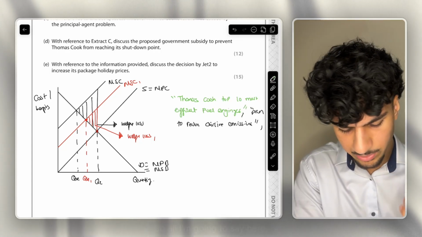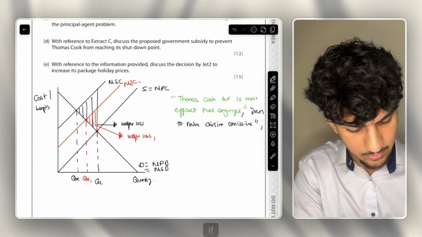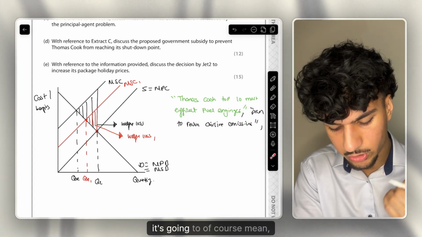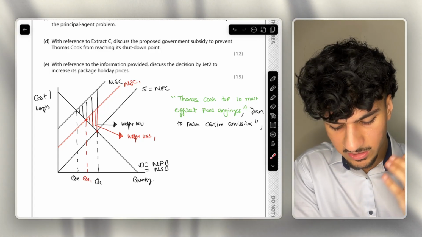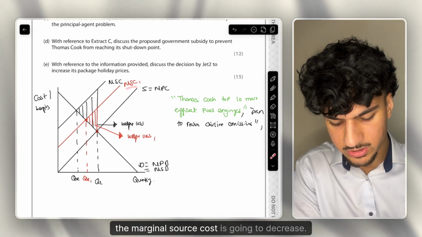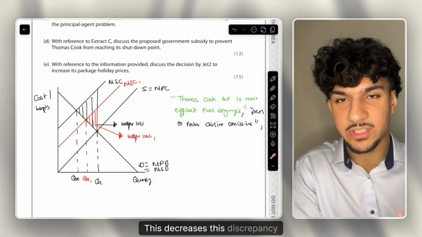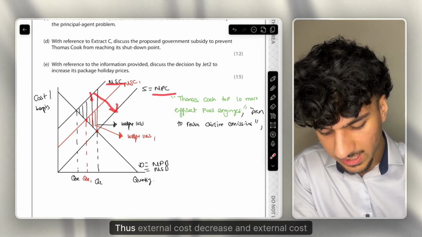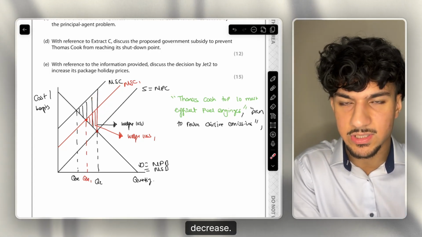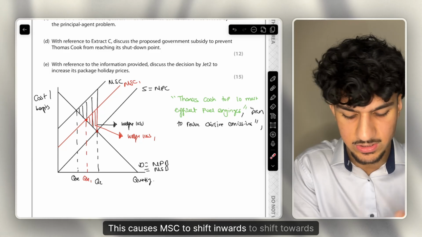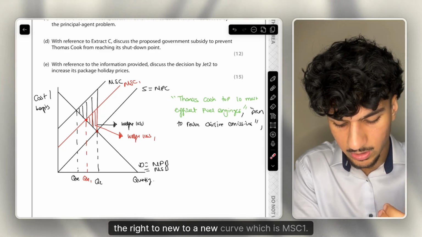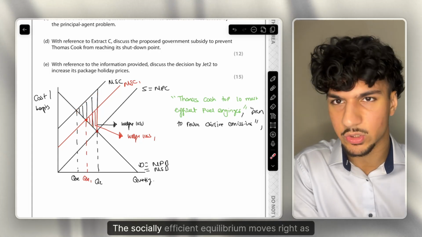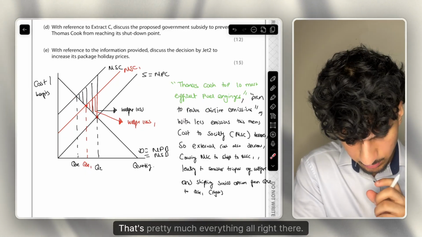So all I'm going to say here, if they're planning to reduce airline emissions, if the engines are the top 10 most fuel efficient engines, it's going to of course mean, like I just told you guys, the cost to society, the marginal social cost, is going to decrease. This decreases the discrepancy between MSC and MPC, which is the external cost. Thus, external cost decreases, and this causes MSC to shift inwards, to shift towards the right, to a new curve, which is MSC1. And then, of course, you can talk about how the welfare loss decreases, and the socially efficient equilibrium moves right as well. So that's pretty much everything I'll write there.